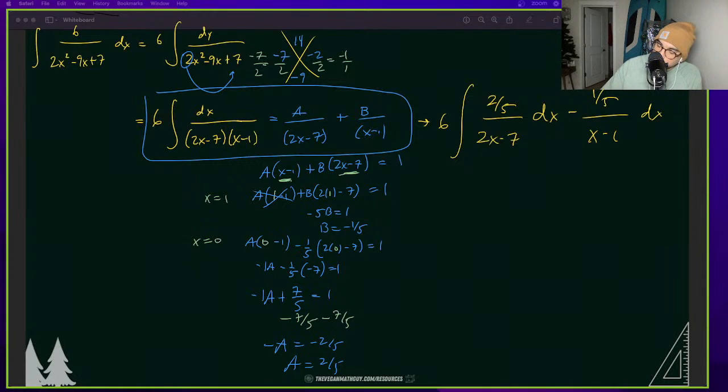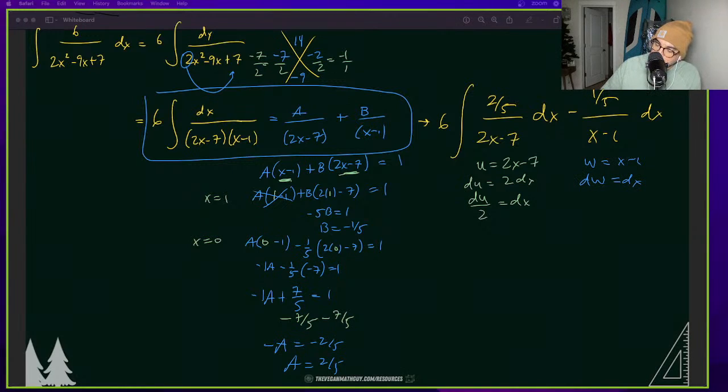Okay, so the way we're going to solve this is we're going to make our u equal to 2x minus 7. So then du is equal to 2 dx, so du over 2 is equal to dx. And on the other one, I'm actually just going to still show the work. w is equal to x minus 1, so dw is equal to dx.